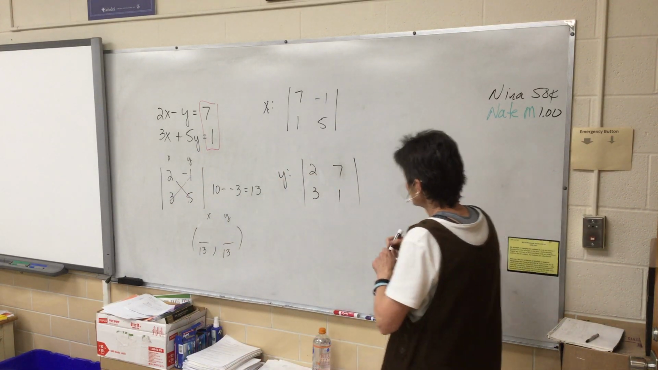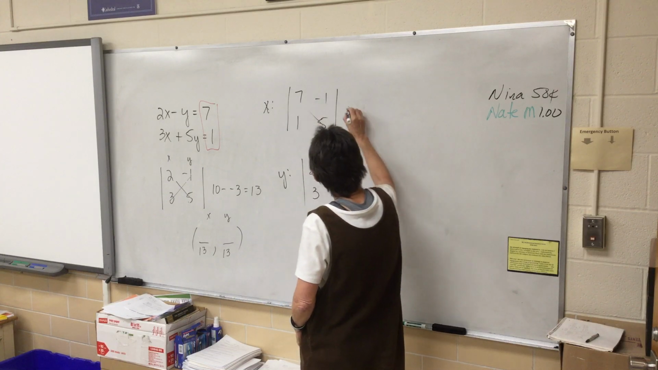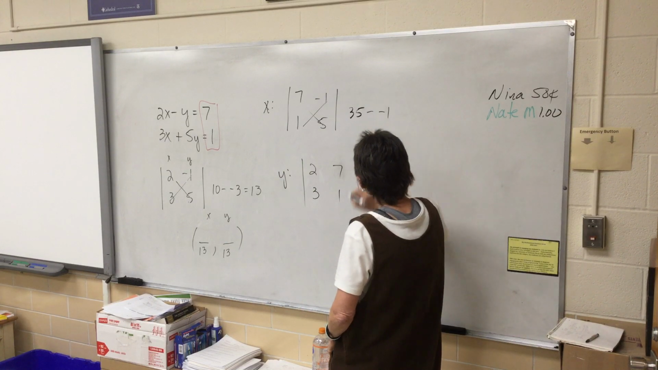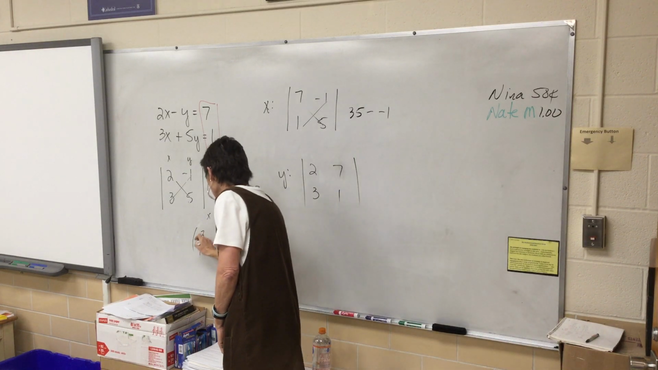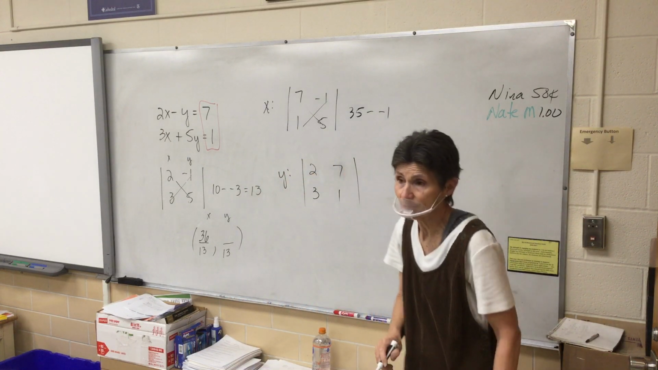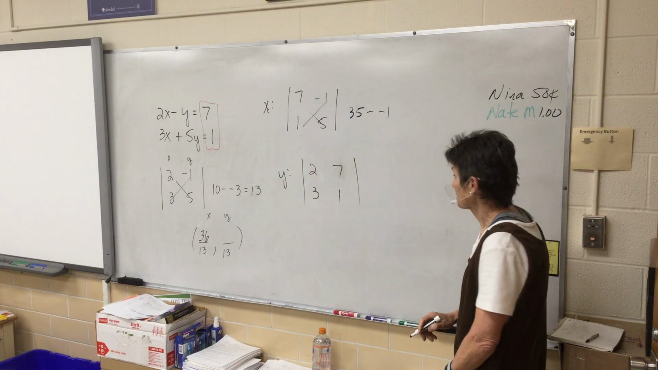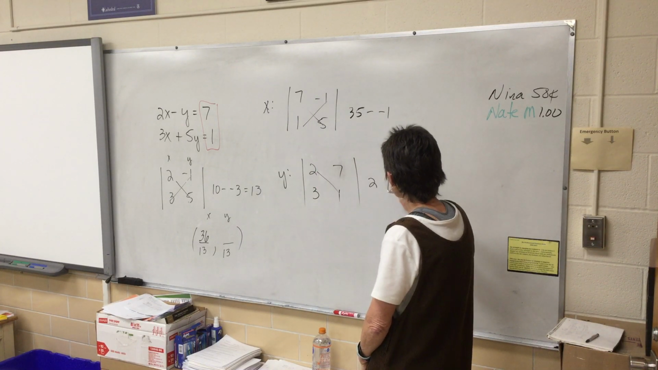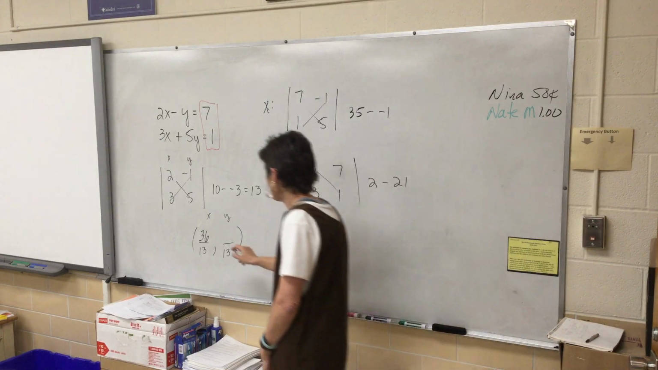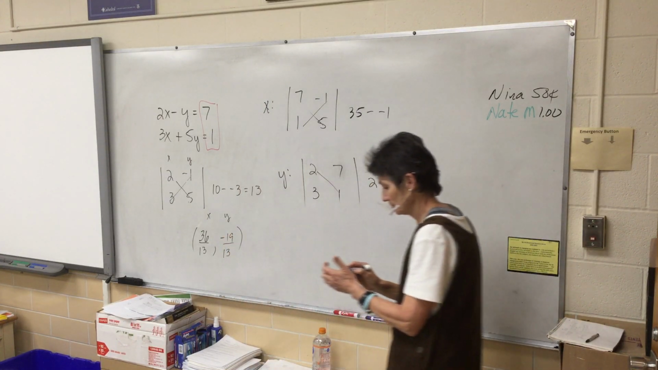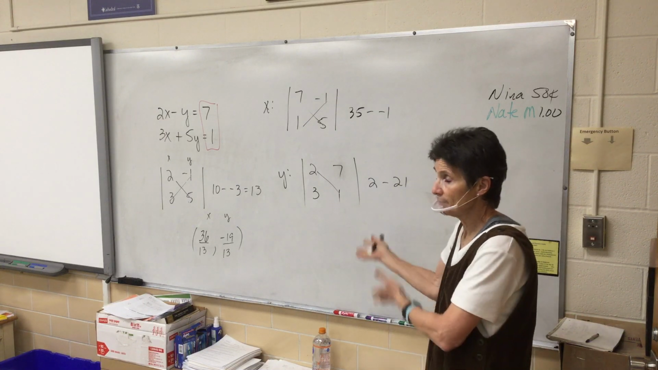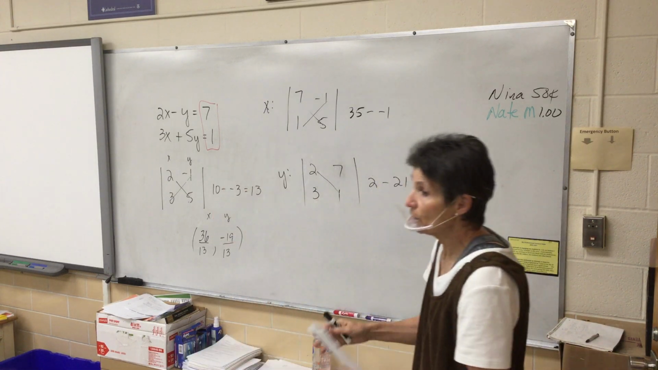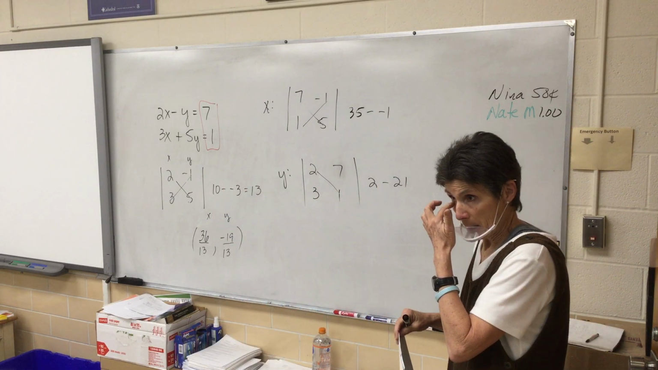And then I will evaluate those determinants just like I did this one. So multiplying down gives me 35. Multiplying up gives me -1. When I subtract, I get 36. And that is the numerator of that fraction. Same thing here. Multiplying down gives me 2. Up gives me 21. And when I subtract, I get -19. So the answer to the question is right there. So that's how we do Kramer's rule. Okay?